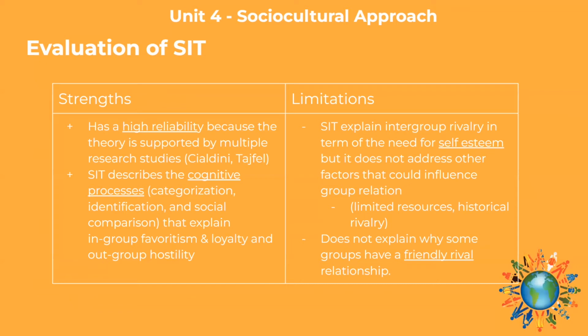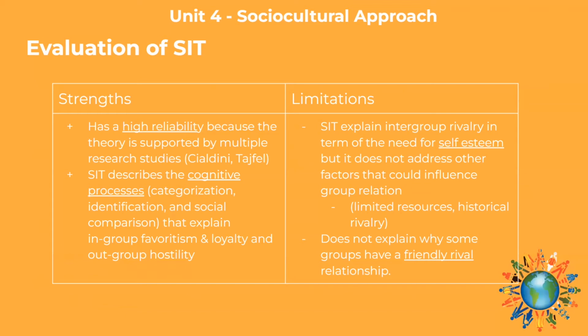However, there are some limitations, and one of these is that social identity theory explains intergroup rivalries, like hostility between two groups, due to the need for self-esteem. So they basically state that the reason why we fight with another group is because we want to make ourselves feel better. So this is to boost our self-esteem, but they do not address other factors that could influence the relation as well, such as limited resources and historical rivalries.